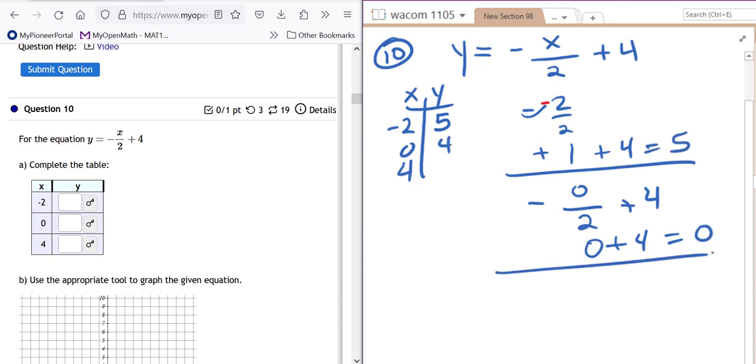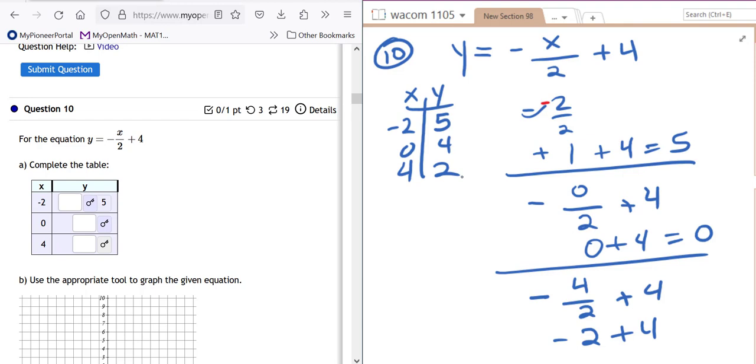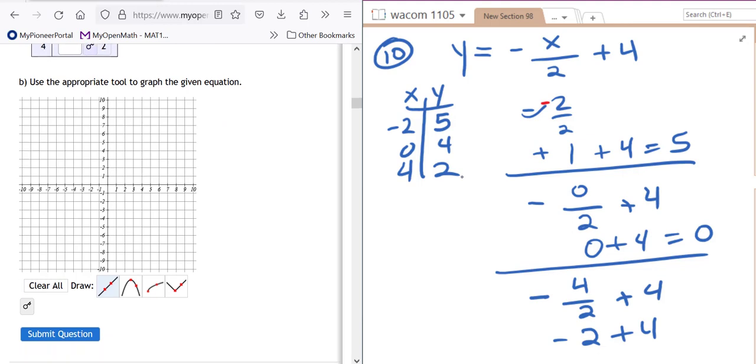Right, and if we put in a 4, four divided by 2 is 2. So we have -2 plus 4, which will be a 2. So we want -2 with 5, 0 with 4, and 4 with 2. And then they want you to graph those.